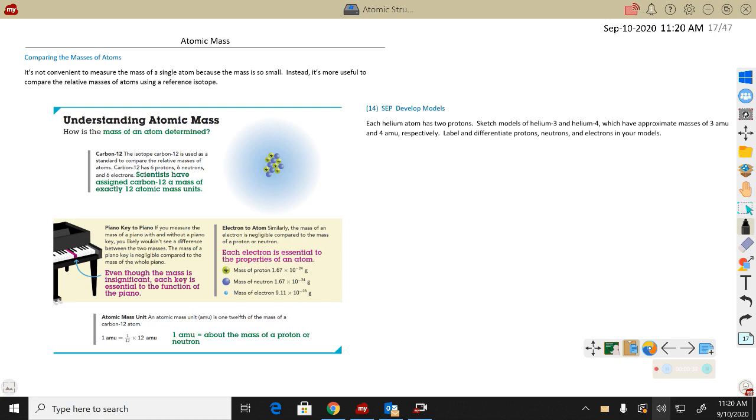And so eventually we'll look at measuring groups of atoms. If I put a whole bunch of atoms together, then maybe I can get something that's actually measurable. But we can also look at isotopes as looking at their mass relative to a reference isotope. For example, here we're looking at carbon-12. Carbon-12 is like charcoal, a really stable form of carbon. It's so stable, in fact, that scientists have assigned carbon-12 a mass of exactly 12 AMUs, atomic mass units.